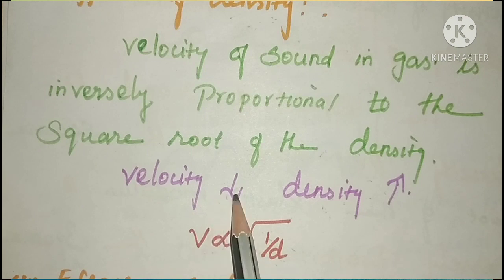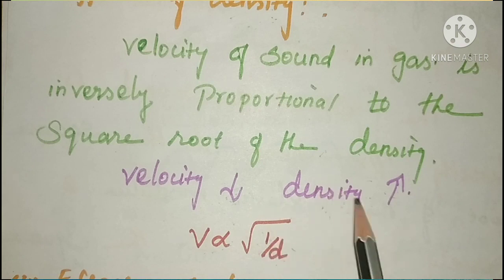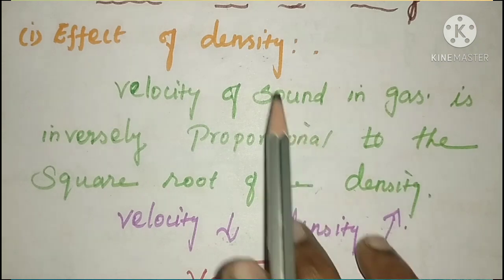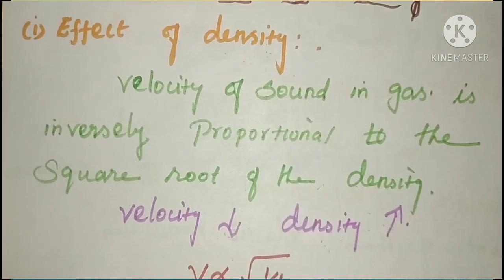So it will travel slowly. The speed of the sound waves is slower when the density of the medium increases. So the first factor that affects the velocity is density. Have you all understood?